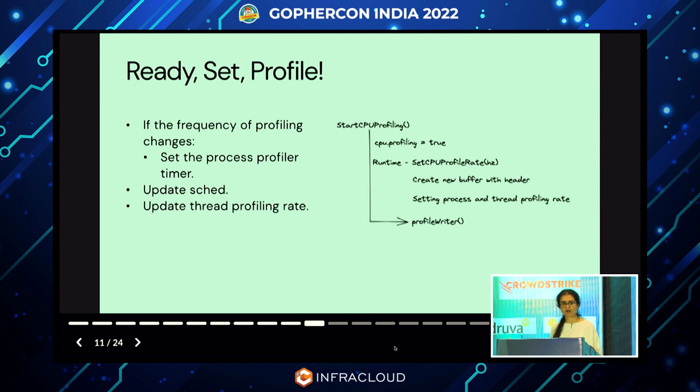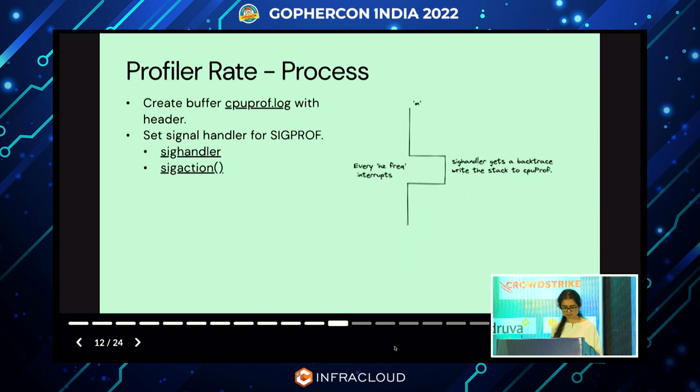And now we come to the brass tacks of setting the profiling rate. We first get the current Go routine, which I'll now refer to as G, and disable profiling. And this can be broadly divided into two parts, setting the process profiler rate and setting the thread profiler rate. So sigaction is a system call that changes the action to be taken on receipt of a signal, as quoted in the man page. SA_HANDLER is the action to be taken for that specific signal.